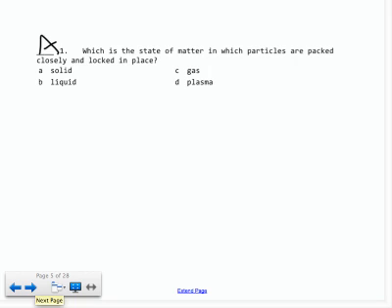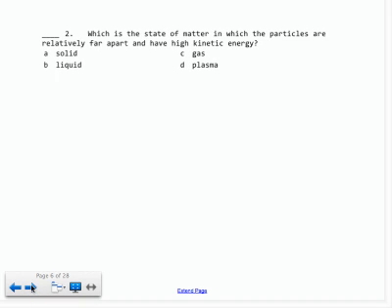Which is the state of matter in which particles are relatively far apart and have high kinetic energy? C. Gas. Solid and liquid are both closely packed and have relatively low kinetic energy. Gas has high kinetic energy and the particles are far apart, and again, plasma is not something we've discussed.